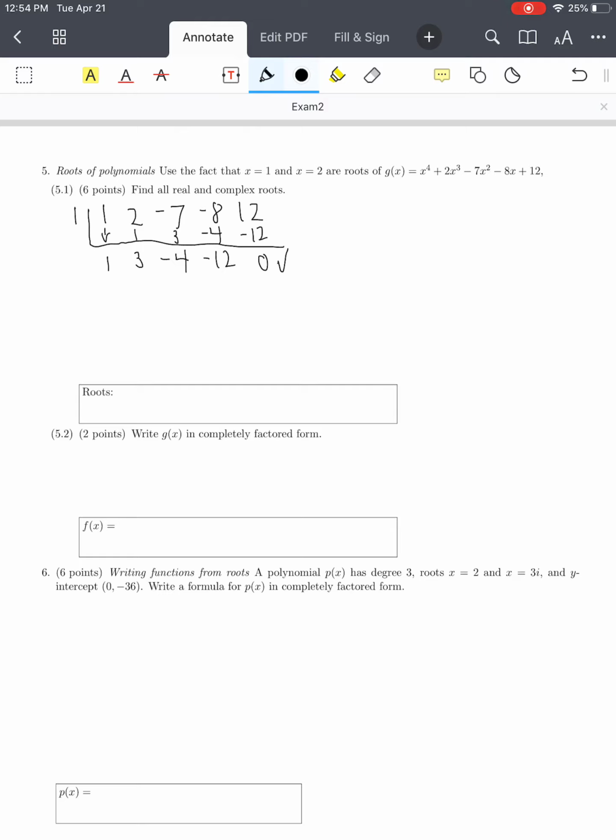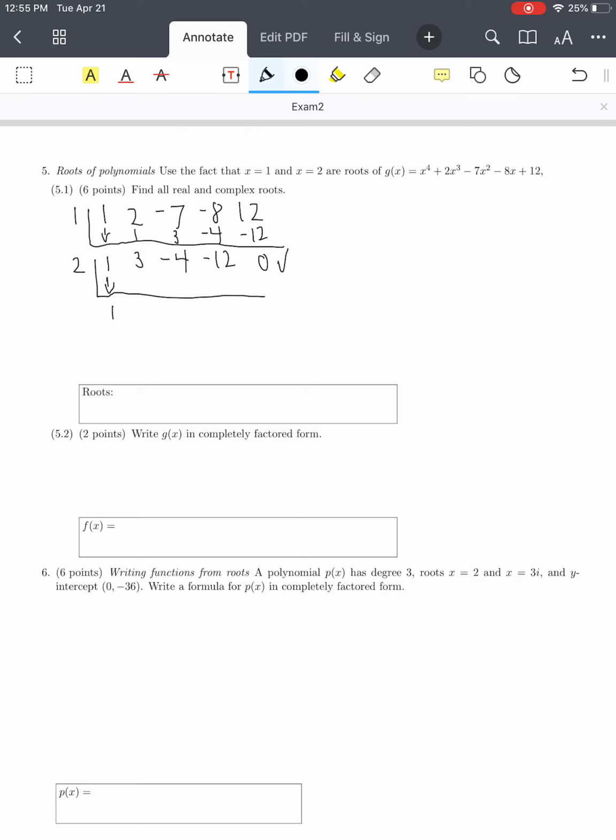So this tells us that once we factor out the x equals 1, or the x minus 1 factor, we get x squared plus, there's 1, 0, x cubed plus 3x squared minus 4x minus 12. And now I'm just going to actually tack this on right here. I'm going to use synthetic division to factor out the x equals 2. So I'm just going to put a 2 right here and do this again.